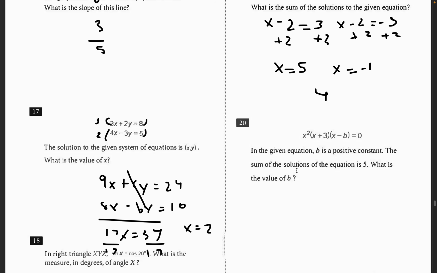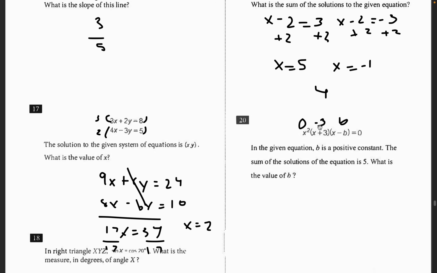In the given equation, b is a positive constant. The sum of the solutions, okay, is 5. So the sum of this solution will give us 5. So then let's see what this is. X plus 3. That means the solution is negative 3. Here it's b. And then here it's x squared equals 0. Take the square root, you get 0. So 0 minus 3 plus b has to equal 5 because we're adding up all the solutions.